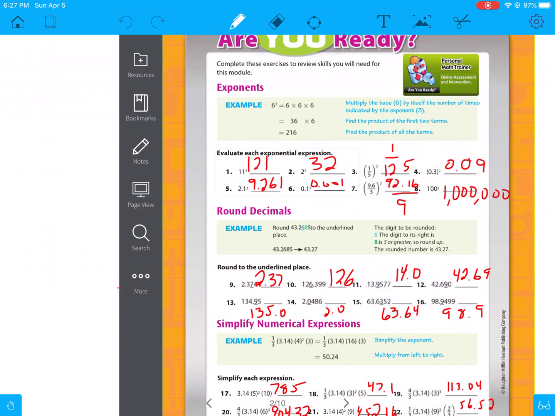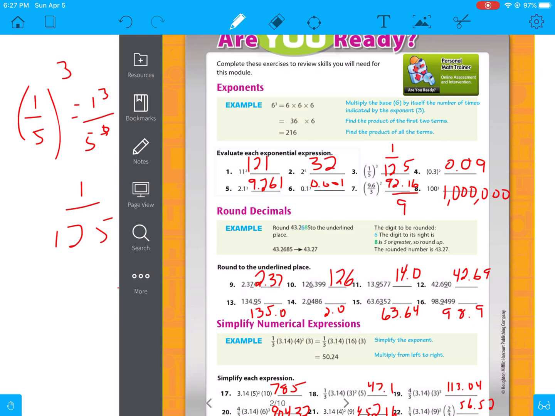So here are the answers to the "Are you ready?" questions. You guys should know how to do this. So for number 2, we just did 2 to the 5th power, which is 32. Now, one that you might have a problem with would be number 3, which would be 1/5 to the 3rd, which you have to do 1 to the 3rd divided by 5 to the 3rd. So 1 to the 3rd is 1. 5 times 5 times 5 is 125. So that's where we get that.